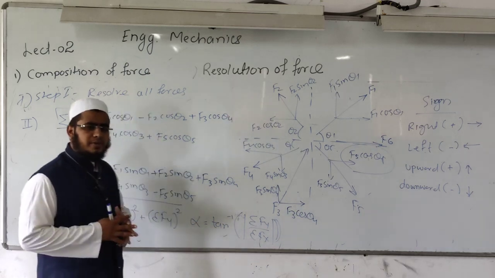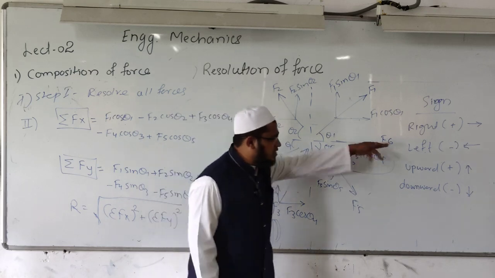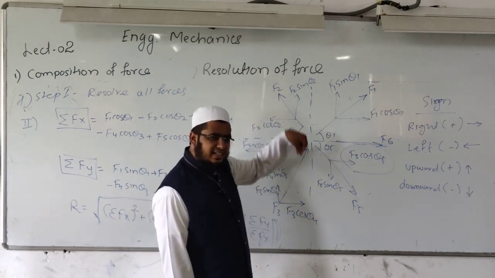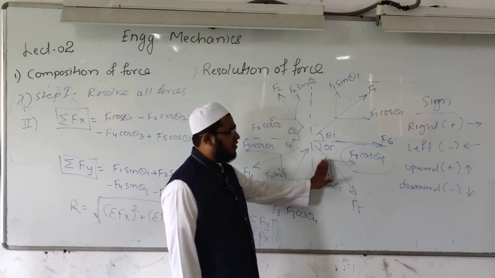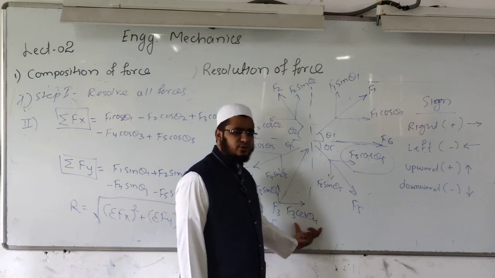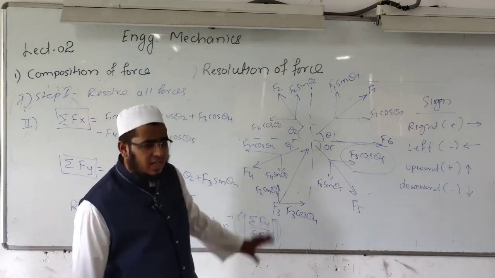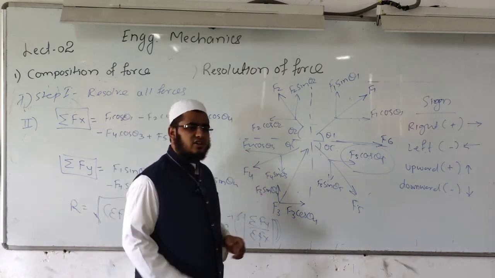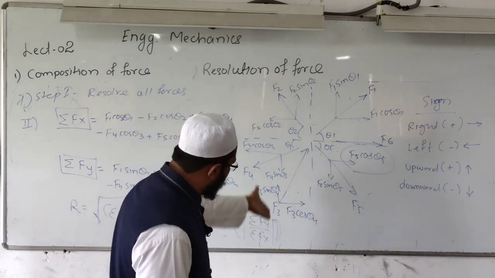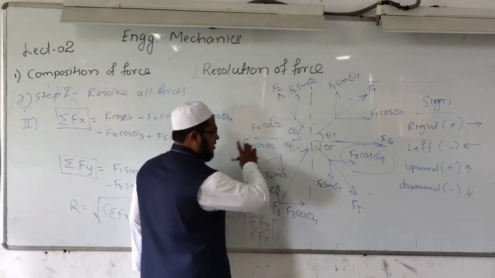If in some numericals summation Fx is positive, Fx positive means it is acting towards right, and summation Fy is negative means it is acting downward. Then in the fourth quadrant, horizontal is positive and vertical is negative. That's why the resultant will be acting in the fourth quadrant. If both are negative, it means summation Fx is towards leftward and vertical is acting downward. So the resultant will be acting in the third quadrant.